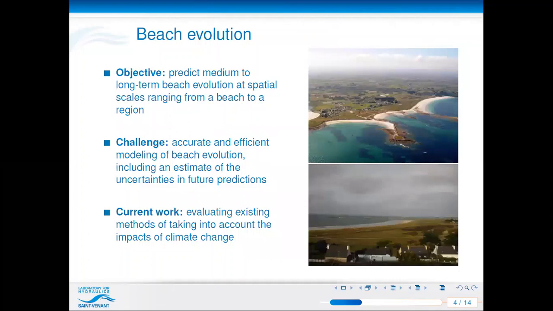So our objectives are to be able to look at predicting medium to long-term beach evolution at spatial scales that range from that of a beach to a region. And the challenge at these kind of scales is to have both accurate and efficient modeling of beach evolution, including estimates of the uncertainties we make when using these kind of models to predict the future changes. In the current presentation, we'll be looking at evaluating existing methods for predicting future changes, in particular taking into account the impacts of climate change.